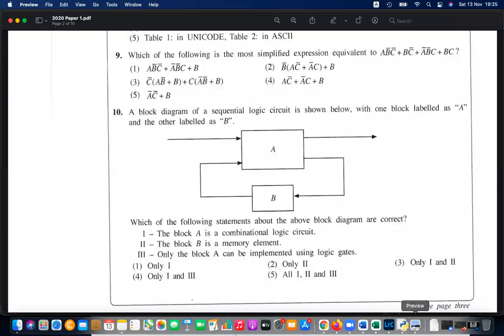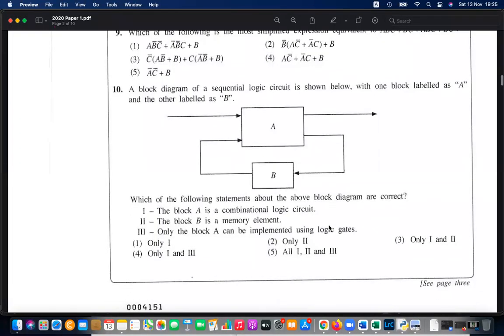Let's move to the answer script. Question paper: block diagrams. A is a block diagram of sequential logic circuits shown below, with one block labeled A and another block labeled B. The block A is a combinational logic circuit. Block A is a combination, yes.